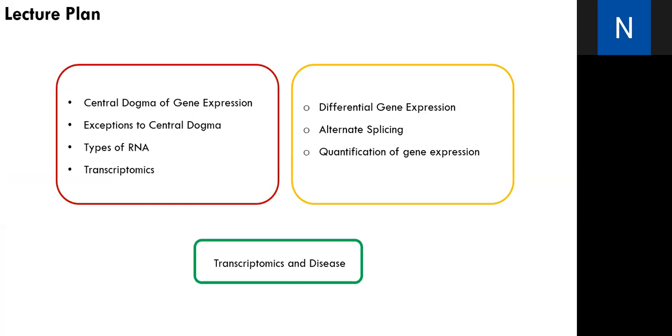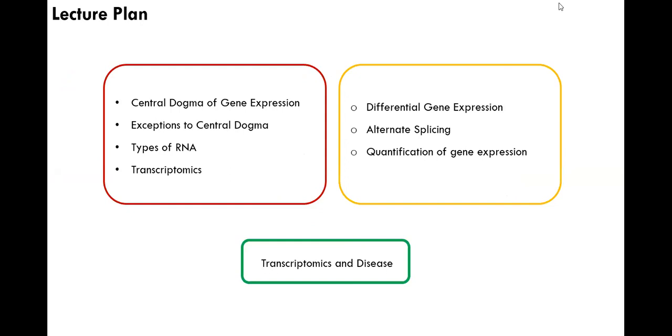So the lecture I have divided into 3 sections, where you can see here. Each block represents a concept that I will be discussing today. We will go back into a little bit more basics again. We will talk about gene expression, the central dogma of gene expression, and we already know that there are a few exceptions to the classical central dogma theory.